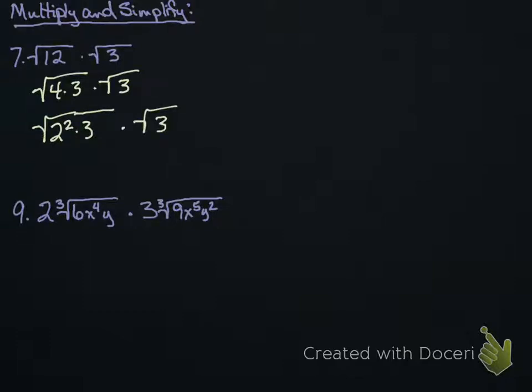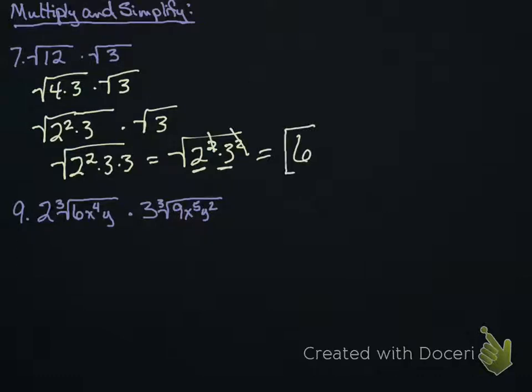Now, if I combine those under the same umbrella, under the same radical, that's going to give me the square root of 2 squared times 3 squared. Okay, I'm going to cancel, because my exponent and my radical cancel each other out. I'm left with 2 and 3. 2 times 3 is 6.